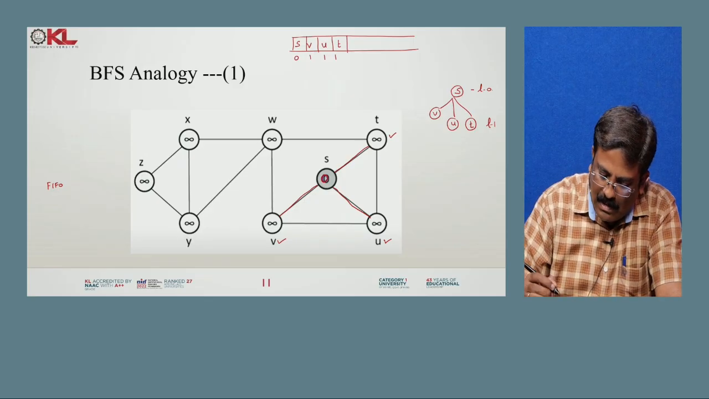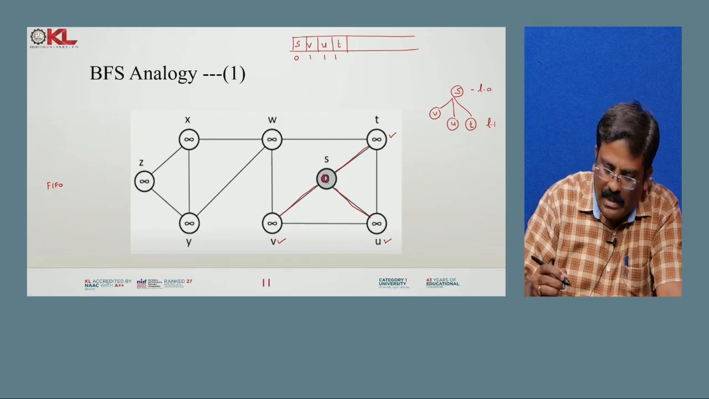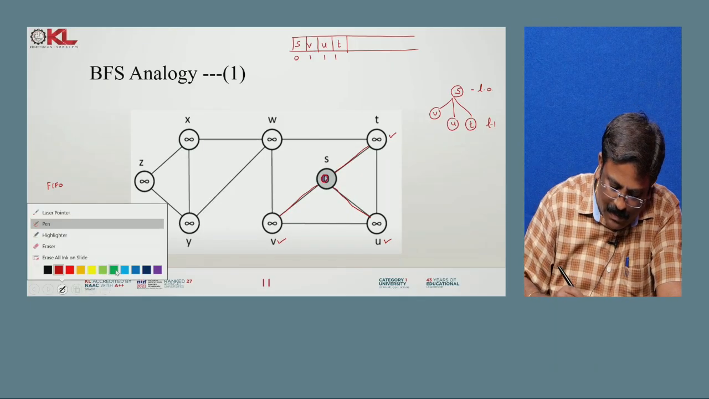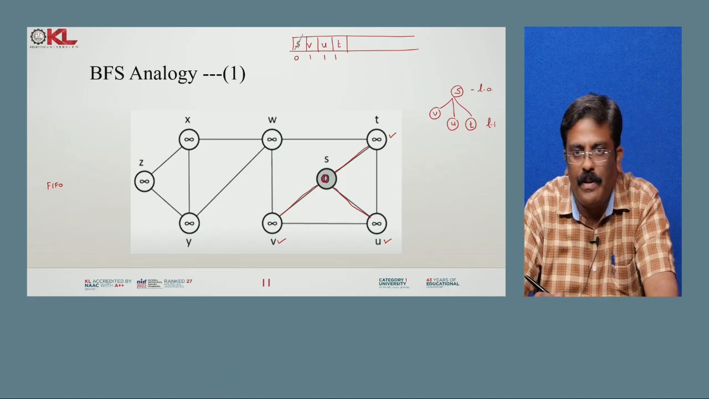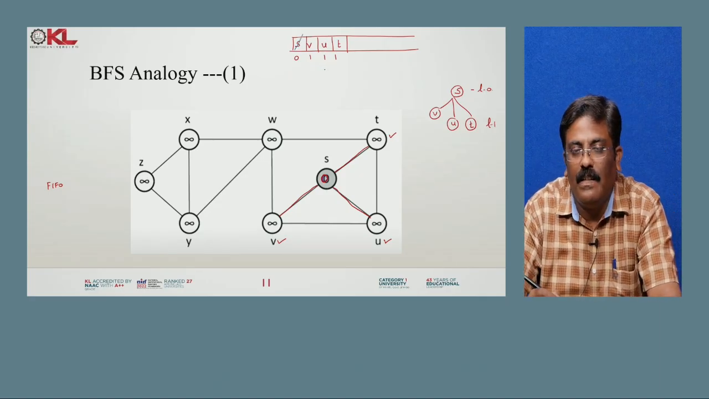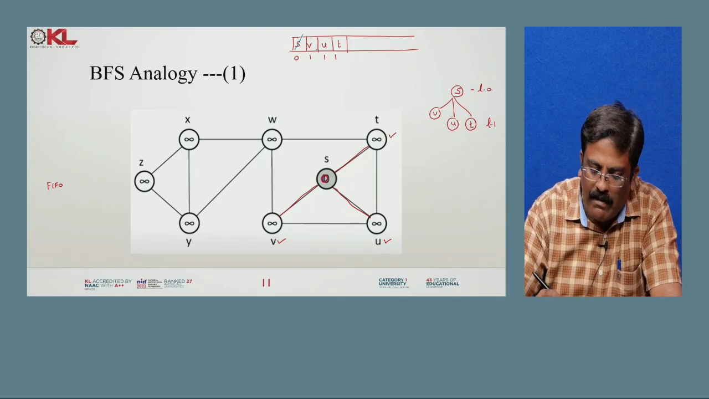Now, from S, is there any other adjacency available? No more adjacency. So we pop out S from the Q, because it is first in first out, not last in first out. Then we check the next one in the queue, accordingly we have V.